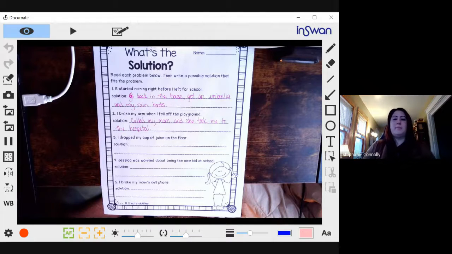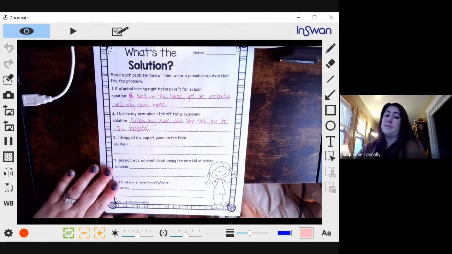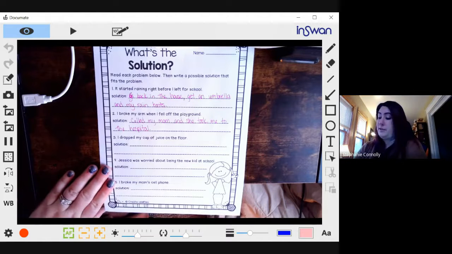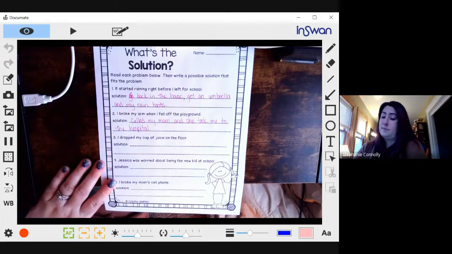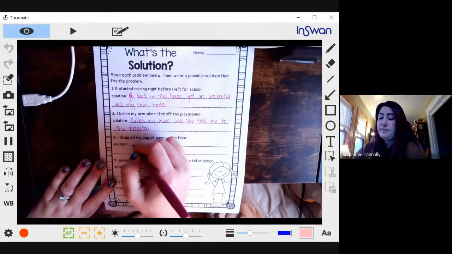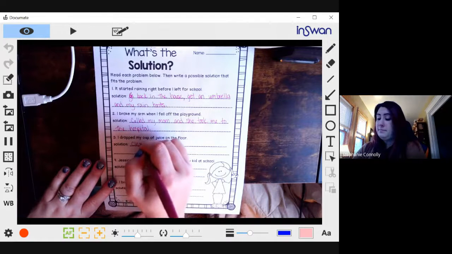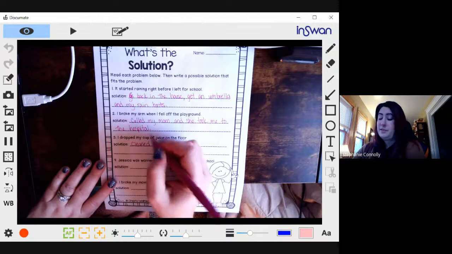I dropped my cup of juice on the floor. Pause your video, write down your solution, and come back. Okay, so I dropped my cup of juice on the floor. Not good. Nobody likes to do this, especially if it's early in the morning and it's the only juice you had. So, I dropped my cup of juice on the floor, cleaned it up. There's nothing else you can really do about it. You can't just leave it there.